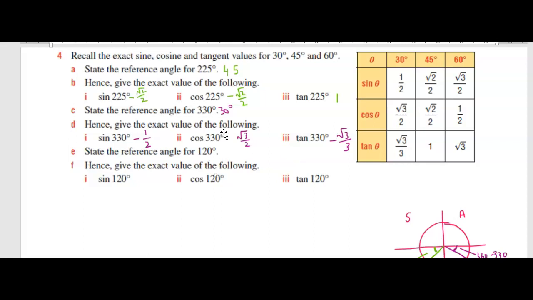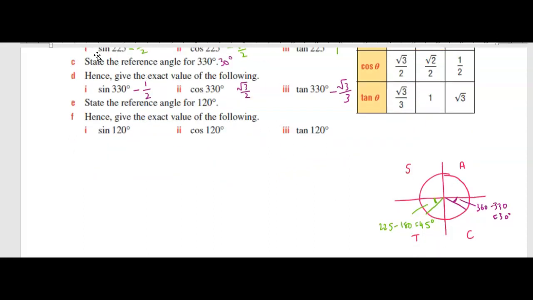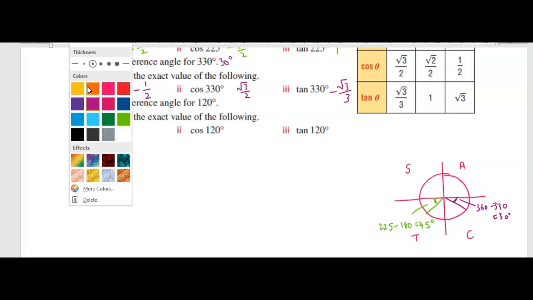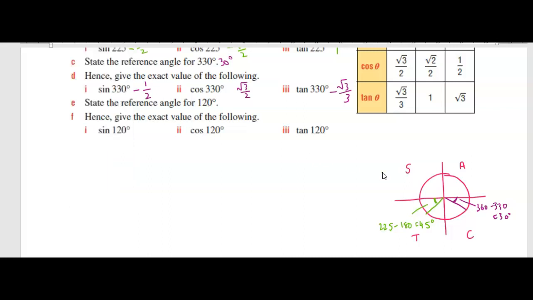All right, the reference angle for 120. So let's try to do that in a different color. What color have we got? Let's use yellow. Okay, so 120, we are in the second quadrant. And remember, we always go from the horizontal, so that angle in there is going to be 180 minus 120, which is 60 degrees. So your reference angle is 60.